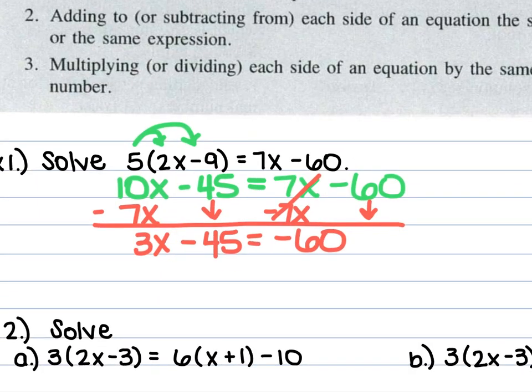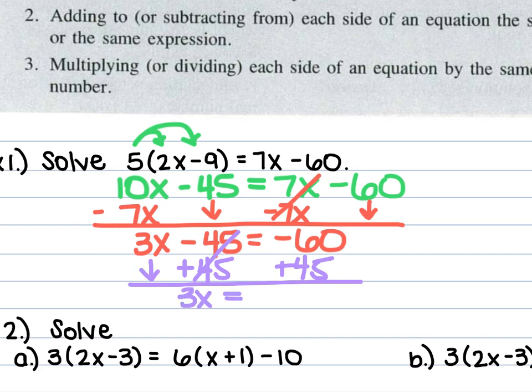From here, I'm going to move the 45 over to the other side by doing addition. So I'm going to add it to both sides. And then we have the 3x that we dropped down is equal to negative 60 plus 45. That's going to give us a negative 15. And then we're going to divide each side by 3 to get x by itself. And x is equal to negative 5.